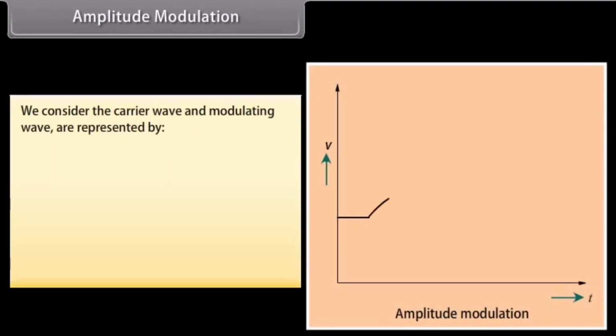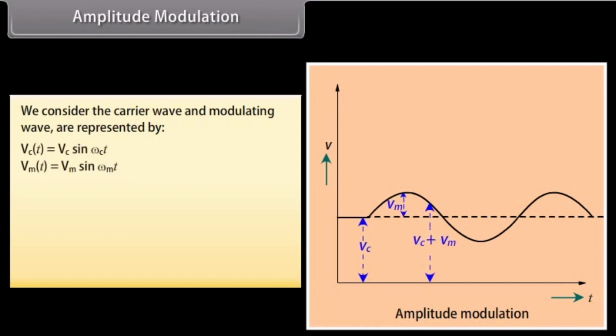Amplitude modulation. We consider the carrier wave and modulating wave are represented by Vc(t) = Vc sin ωct and Vm(t) = Vm sin ωmt.